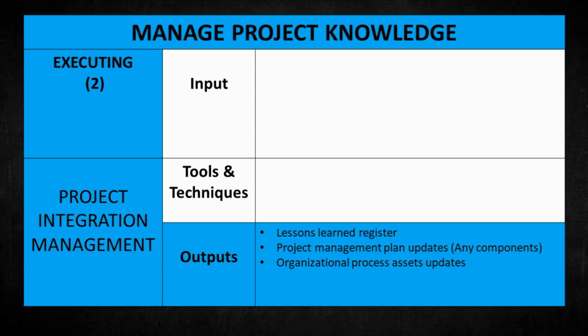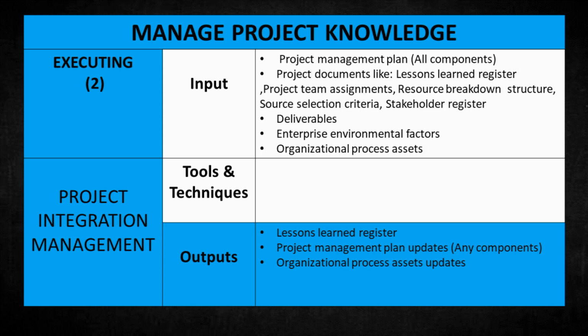The desired outcomes or outputs of this process are the lessons learned register, project management plan updates, any components, and organizational process assets updates. But how will we do it? Firstly, we need some inputs of the following: project management plan, all components, project documents like lessons learned register, project team assignments, resource breakdown structure, source selection criteria, stakeholder register, deliverables, enterprise environmental factors, and organizational process assets.